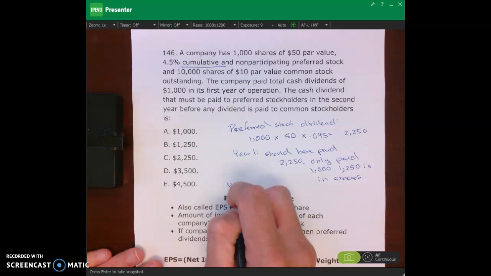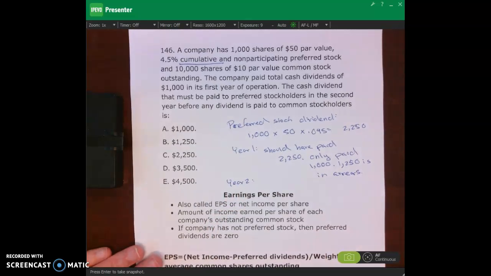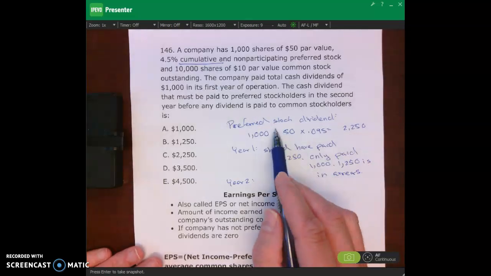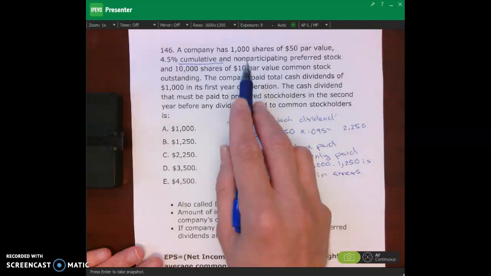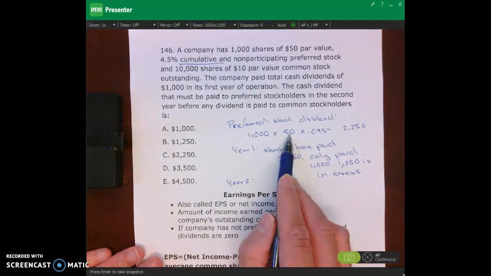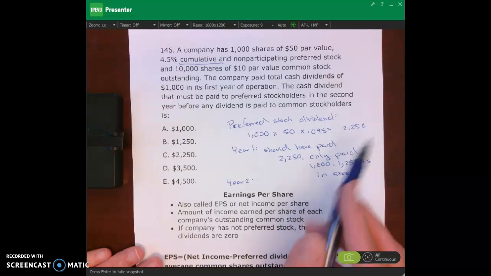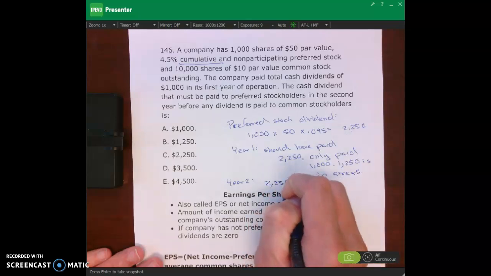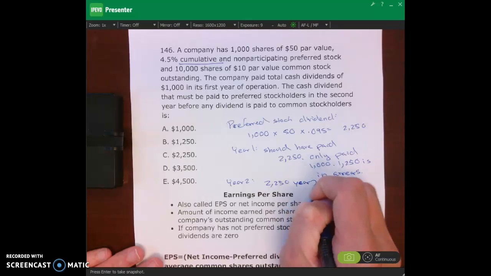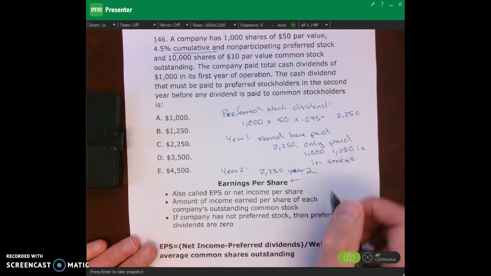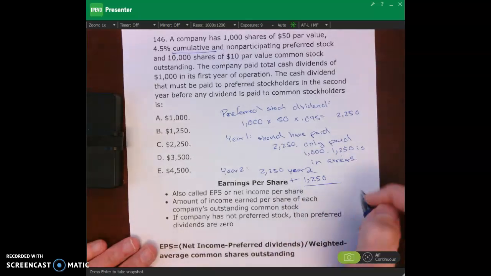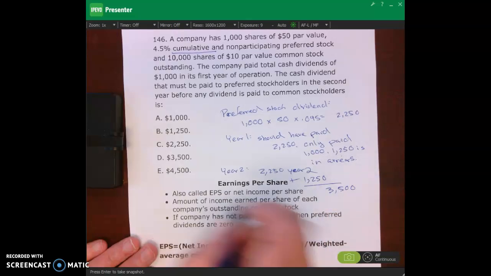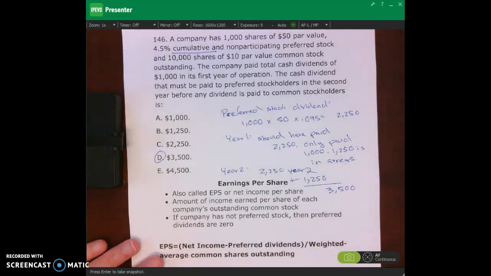Now in year two, they come over here and they say, well, okay, how much are preferred going to get? Well, they get this $2,250, right, which is their stated dividend rate. 1,000 shares of our preferred stock times the par value times the stated dividend rate. So they're going to get $2,250 for year two, plus this $1,250 that they didn't get paid for year one. Okay, $3,500 is how much they're going to get paid. D is the right answer.